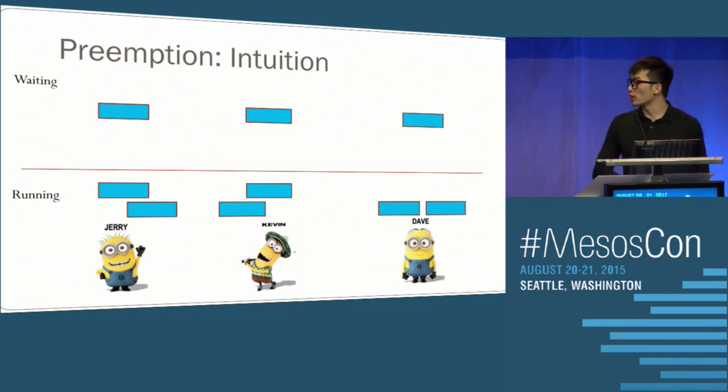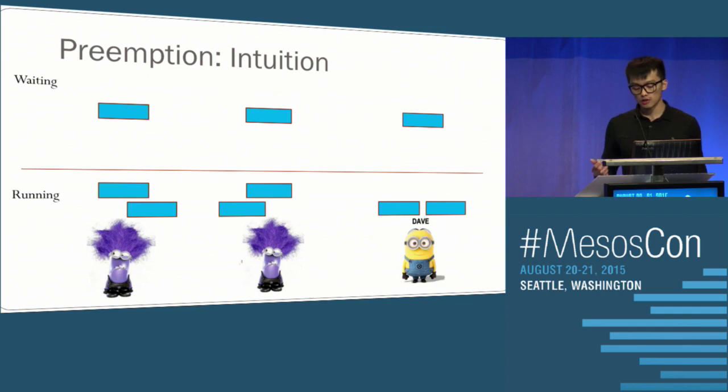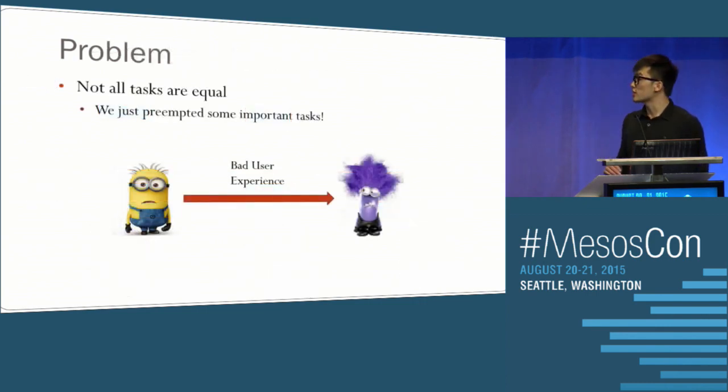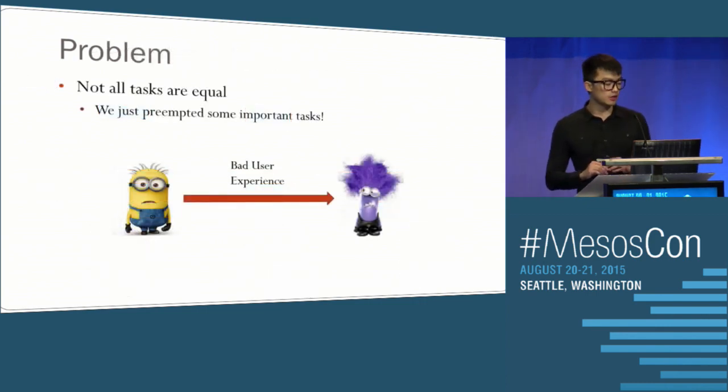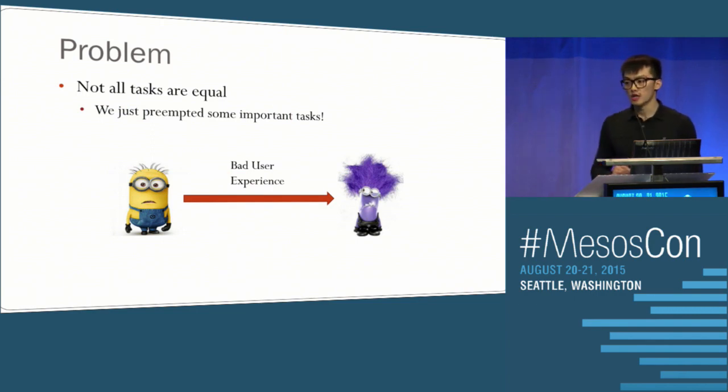But did we? Actually, the answer is no, we did not do a great job here. The reason is that we simply assumed each task is equal to the others from the user's point of view, and that is not true. Not all tasks are equal to users, and we might have just preempted some very important tasks. That again leads to bad user experience, which is what we're trying to prevent in the first place.